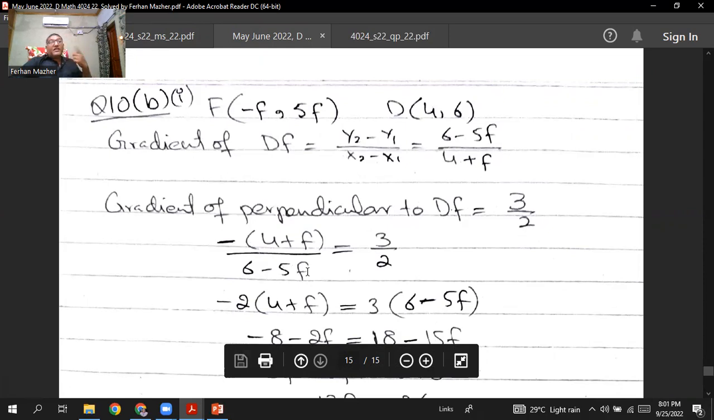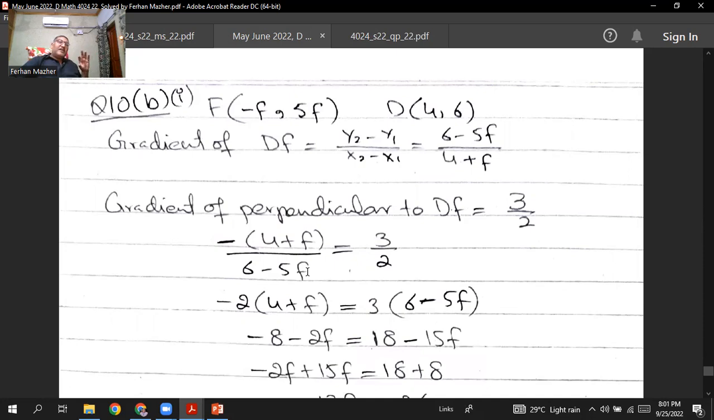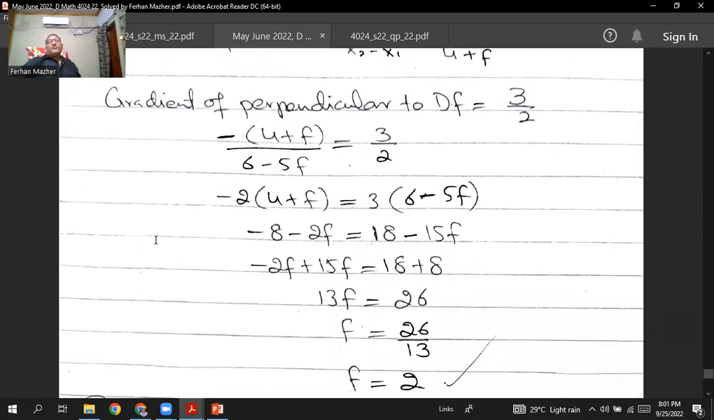You know the gradient of the perpendicular of DF comes from the gradient of DF: you reciprocate it and you change its sign. So I've done here, that is equal to 3/2, cross multiply it. So minus 2(4 plus f) equals 3(6 minus 5f). Minus 8 minus 2f equals 18 minus 15f. And minus 2f plus 15f equals 18 plus 8.